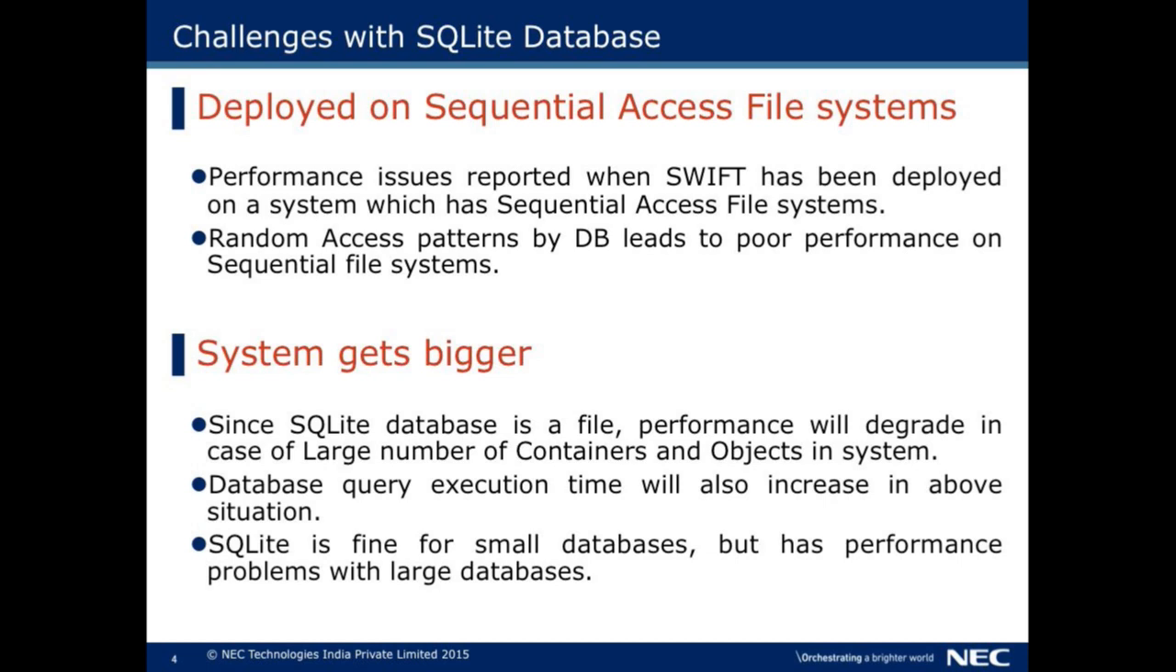So what we are saying is that SQLite is fine for a small database, but if you have a large database, with millions of objects, then for each object there will be one record in the container database. If you have lots of containers, then for each container there will be a record in the account database. If that information starts getting bigger, your performance may start getting impacted.